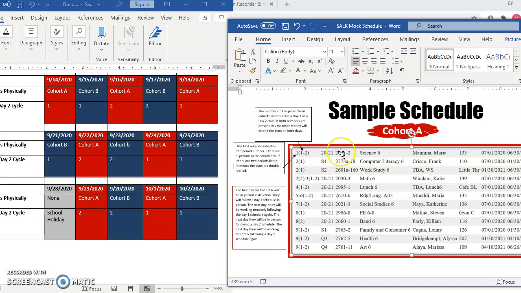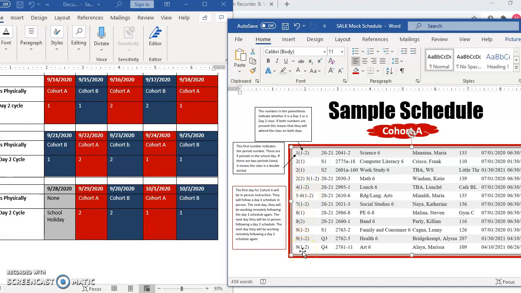Okay, so again, this is a cohort A sample schedule. So that first day of school, you're in person, right? And you're following a day one schedule. So you're going to go to science, you're going to go to computer literacy, you're going to go to math, you're going to go to lunch, reading language arts, and so on and so forth.